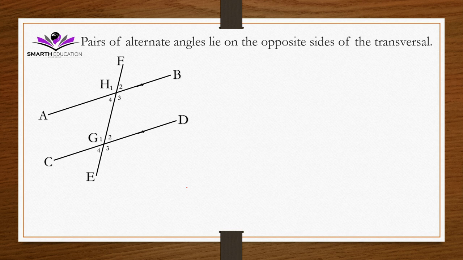Which one is the transversal here? It is EF. EF is the transversal, the line that cuts the parallel lines. So alternate angles, they are on what? Opposite sides. Like here, we have H4 and G2. They are on the opposite sides of the transversal. They are alternate. To alternate is to change, isn't it? It's like they're changing positions. They're on the opposite sides of the transversal.